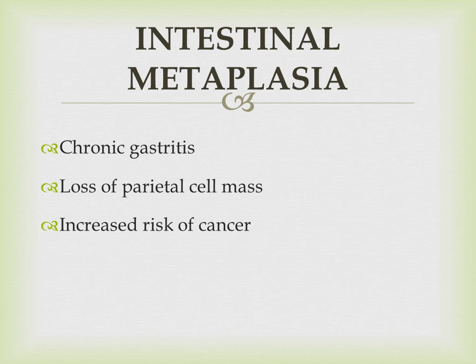Intestinal metaplasia is a very important complication of chronic gastritis and can result in loss of the parietal cell mass. So now how will we label that there is intestinal metaplasia? A single important feature is the presence of goblet cells. When there is presence of goblet cells in the stomach, it is intestinal metaplasia. And the presence of intestinal metaplasia carries an increased risk of cancer, similar to the lower end of the esophagus, where the intestinal type of metaplasia can result in the development of adenocarcinoma.